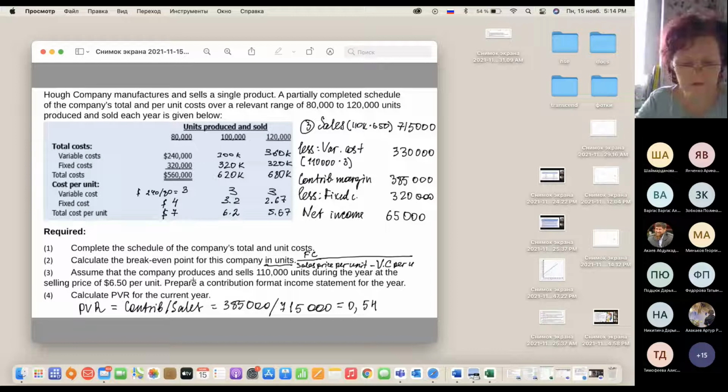And the last part, PVR. So the formula is contribution divided by sales. And from our contribution income statement, we see that contribution is equal to 385,000. And then we just divided by our sales and got 0.54. So that's it. Okay.